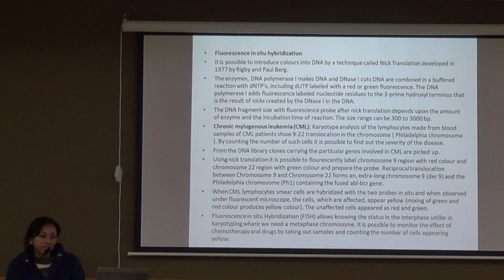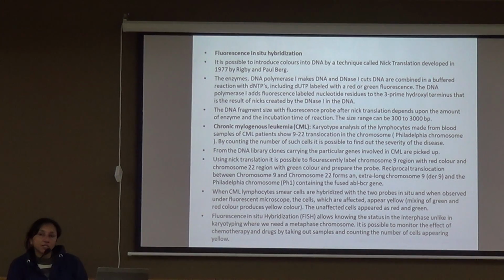When CML lymphocyte smear cells are hybridized in situ with the two probes, that is the 9th one having red color and the 22nd one having green color, and observed under fluorescent microscope, the cells which are affected appear yellow. That is because mixing of green and red color in fluorescence produces yellow color. The unaffected cells appear separate as red and green.